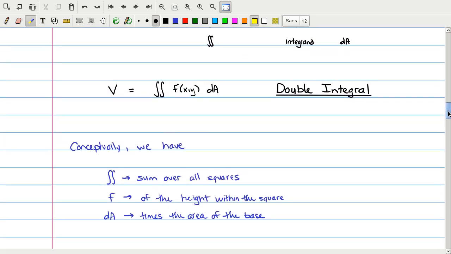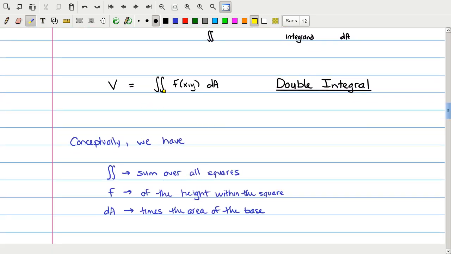And we get the double integral. So the Riemann sum, the summation and the limits get replaced with the integral. The small rectangles get replaced with dA, and the function remains unchanged, f of x and y. And we call this object a double integral.